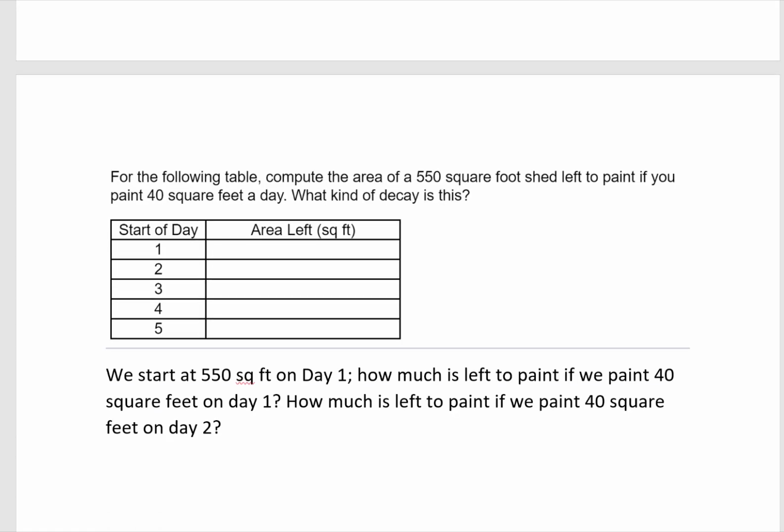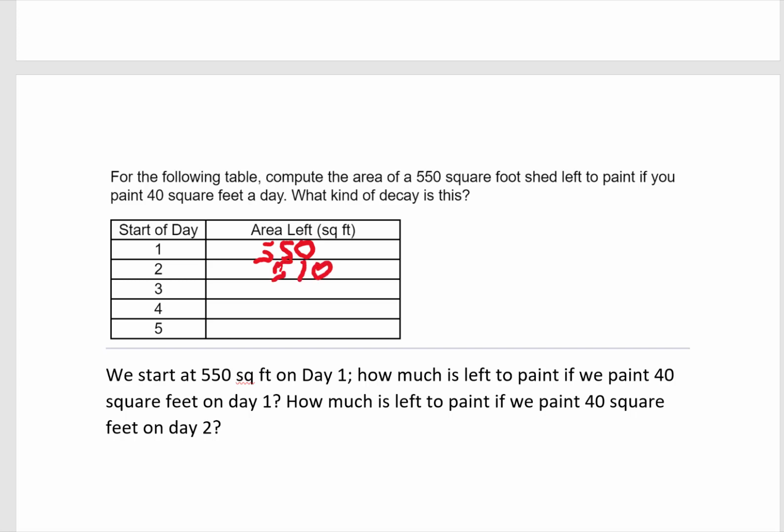For the following table, compute the area of a 550 square foot shed left to paint if you paint 40 square feet a day. What kind of decay is this? So we start at 550 on day 1. How much is left to paint if we paint 40 square feet on day 1? So on day 2, what's left is 510 at the beginning of the day.